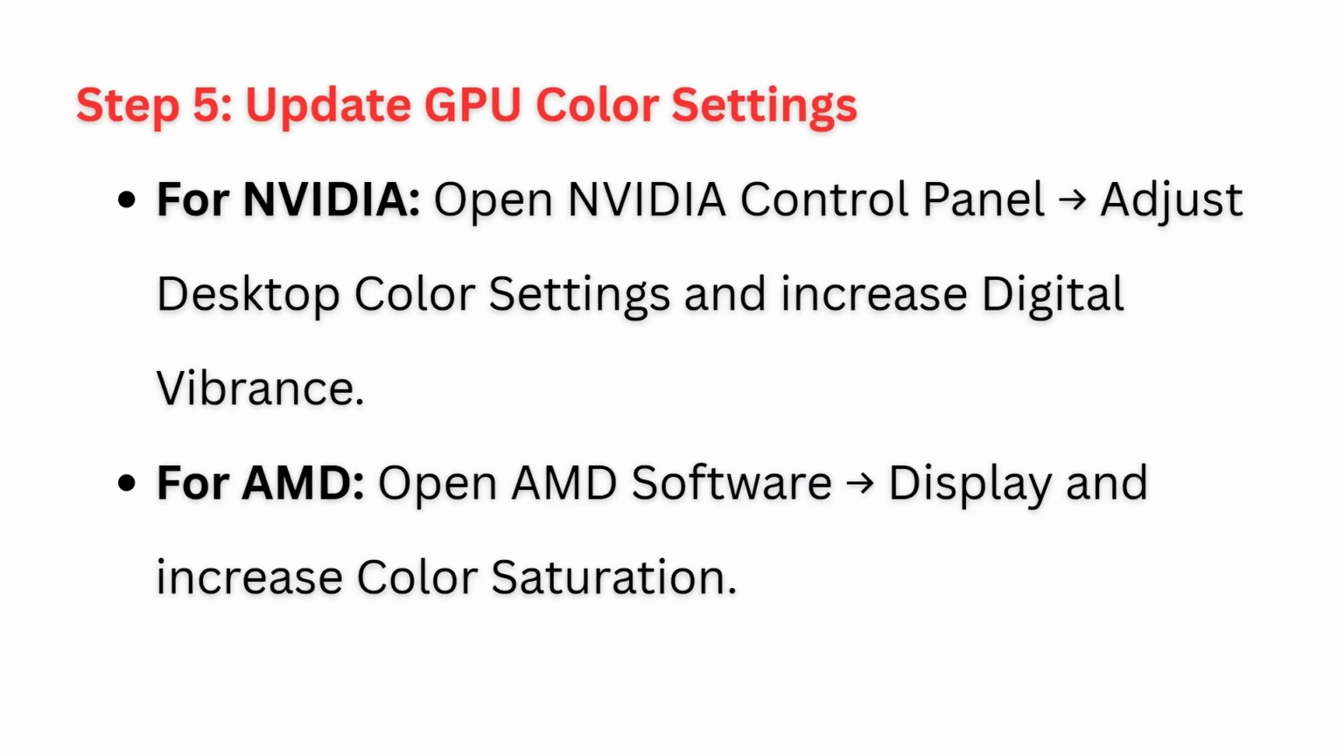Step 5. Update GPU color settings. For NVIDIA, you can open your NVIDIA Control Panel, select Adjust desktop color settings, and increase digital vibrance. For AMD, open your AMD software, select display, and increase your color saturation.